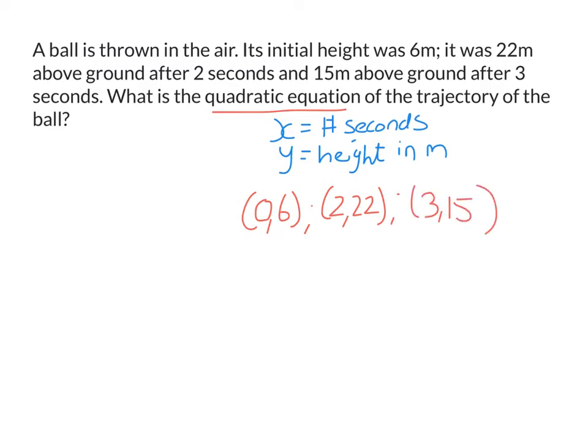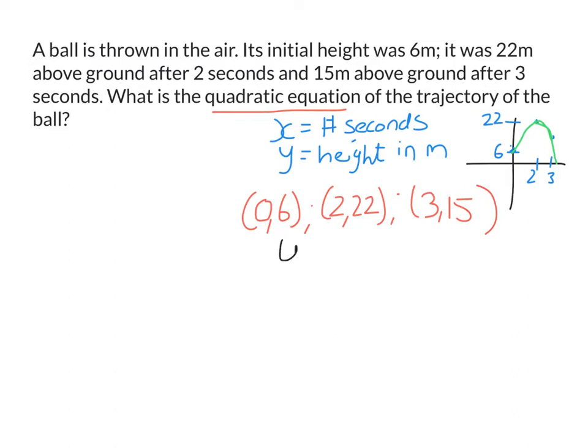Graphing these points probably wouldn't help, but I'm just going to do it to show you what's going on. If we had our axes here, it started at an initial height of 6, and after 2 seconds, it's gone up to 22, and then at 3 seconds, it's down here at 15. So the trajectory of the ball is going to be a parabola like this. We're just being asked to find the equation of a parabola given 3 points. This is a tricky thing to do, but we know how to do this from class.